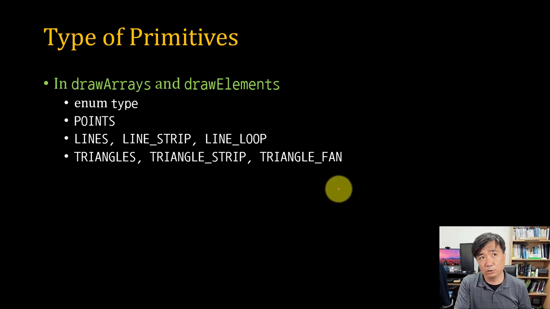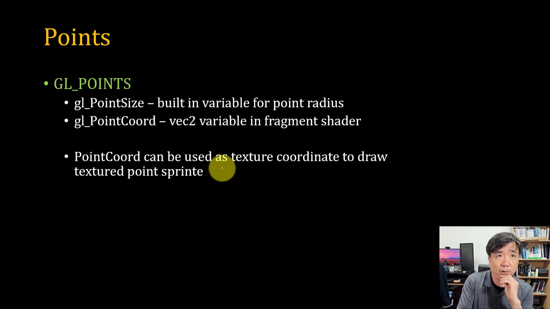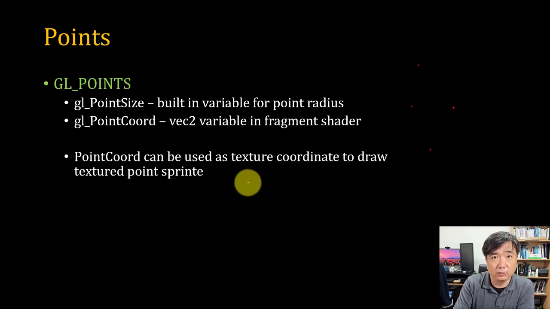How can we use it? For points, each vertex is drawn as a point. We can control the size of the point by gl_PointSize in the vertex shader program. And the point coordinate can be used as a texture coordinate to draw a texture point sprite. It will be explained later, when we learn textures.